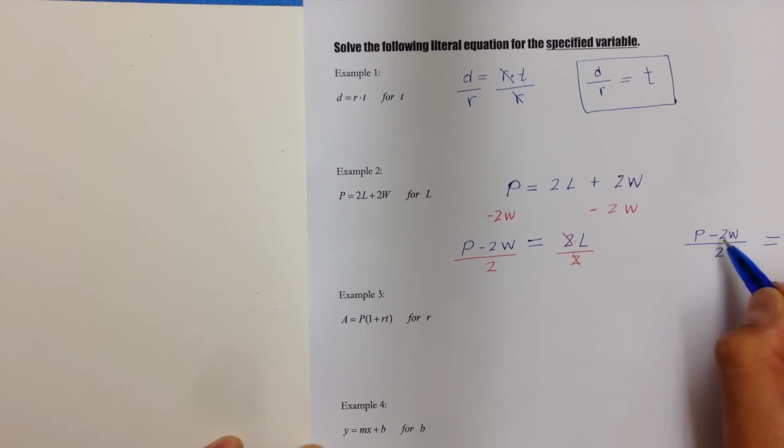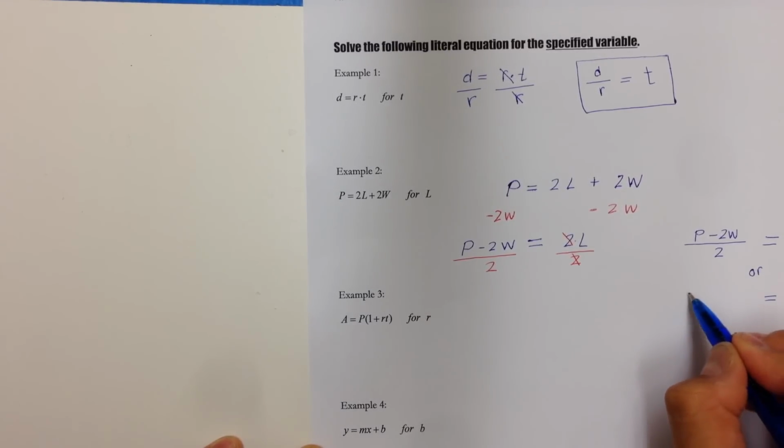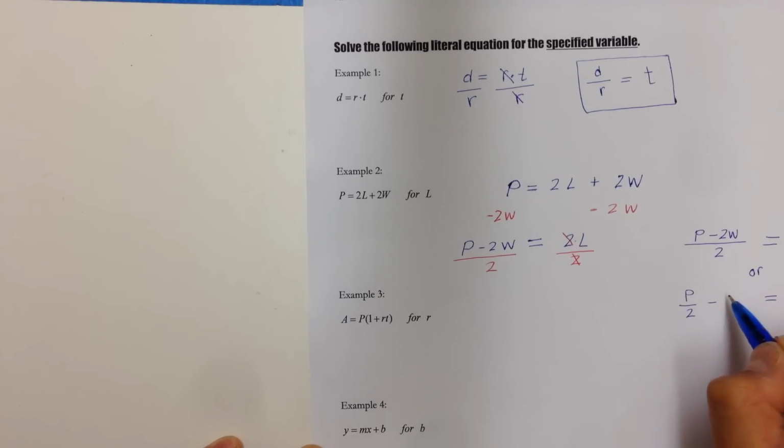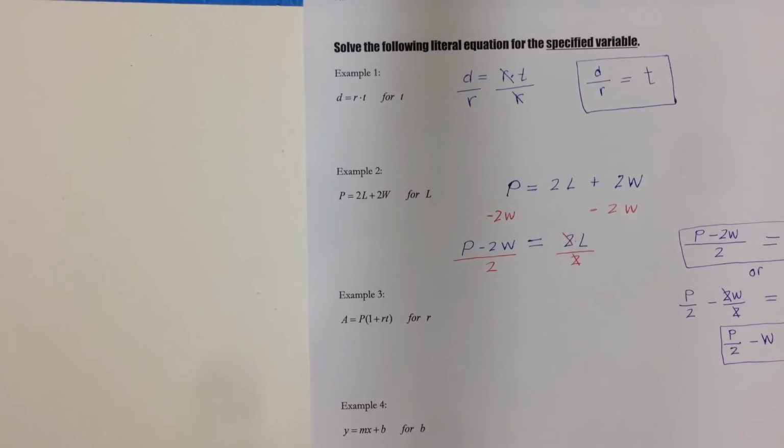Now you can leave it like this, or if you choose to, you can also write it like this: P over 2 minus 2W over 2. And if you rewrite it in this form, then guess what? These two will cancel out, and you can even simplify the expression a bit further down to P over 2 minus W equals L. So either this form or the first form will be accepted as your final answer.